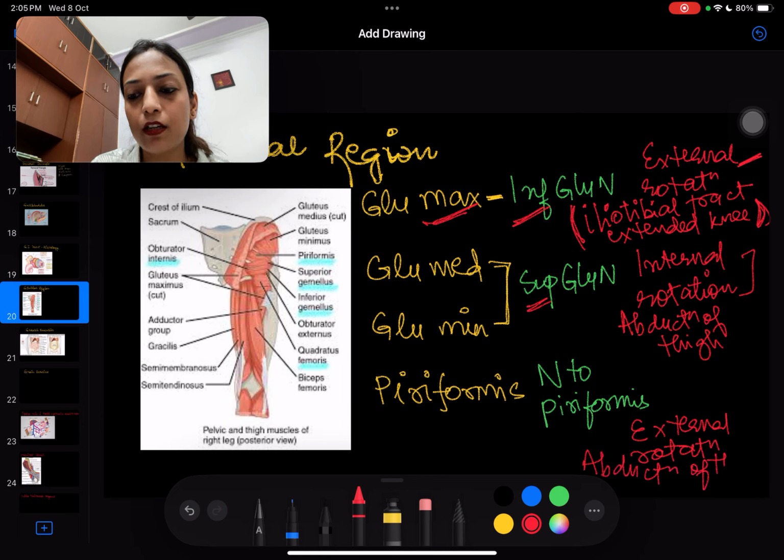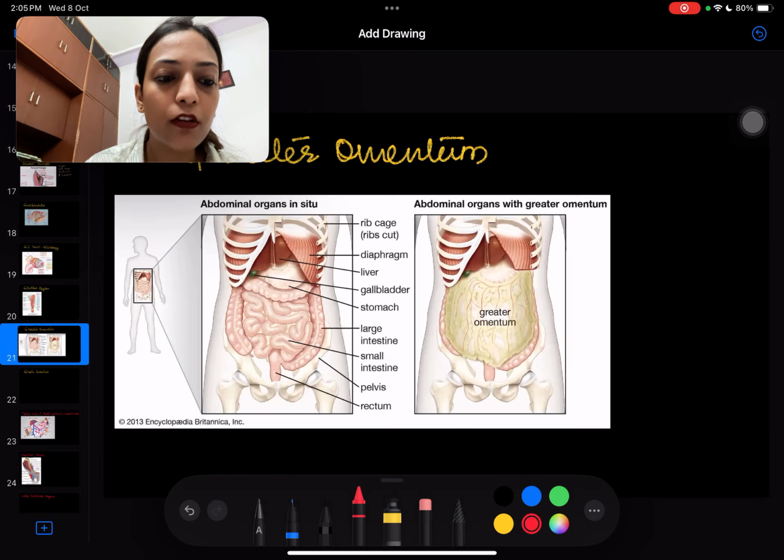So it is basically doing both, one action of gluteus maximus and one of gluteus medius and minimus. Okay, so this is about it. Let's go to the next topic now.